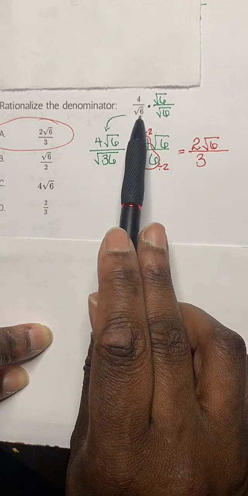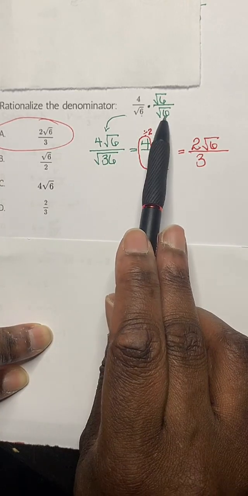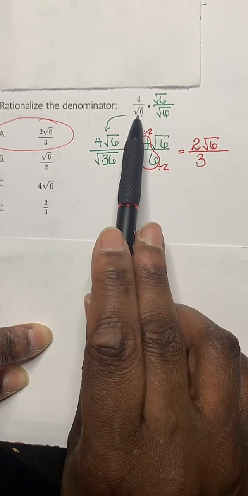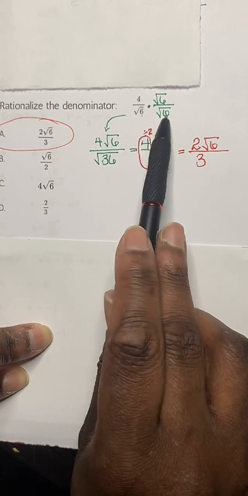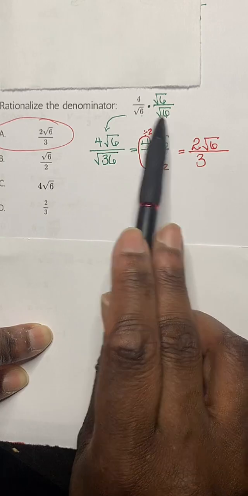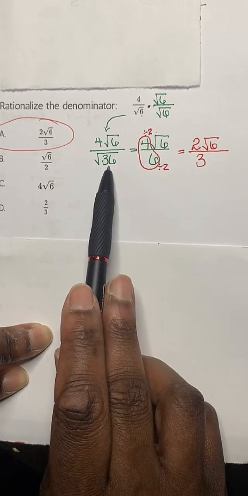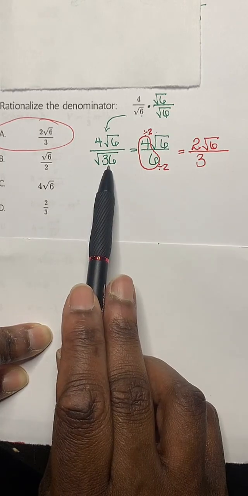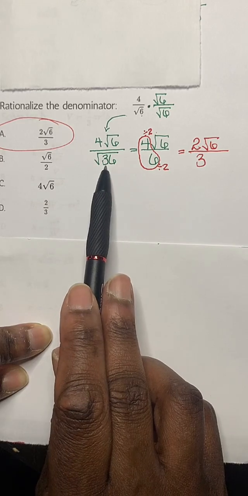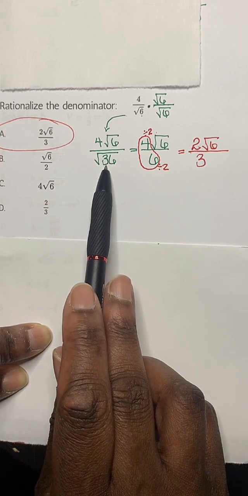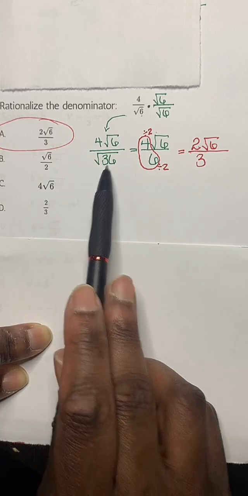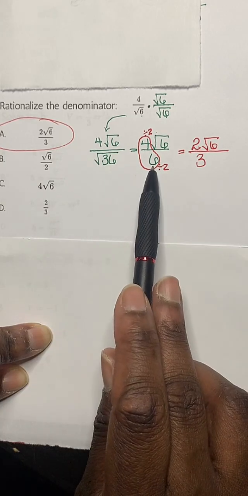But then down here, we have square root of 6 times square root of 6. So since they're both irrational numbers, you can multiply those. So 6 times 6, you still keep your square root of 36. Square root of 36 is one of those perfect square roots because that will give us 6.